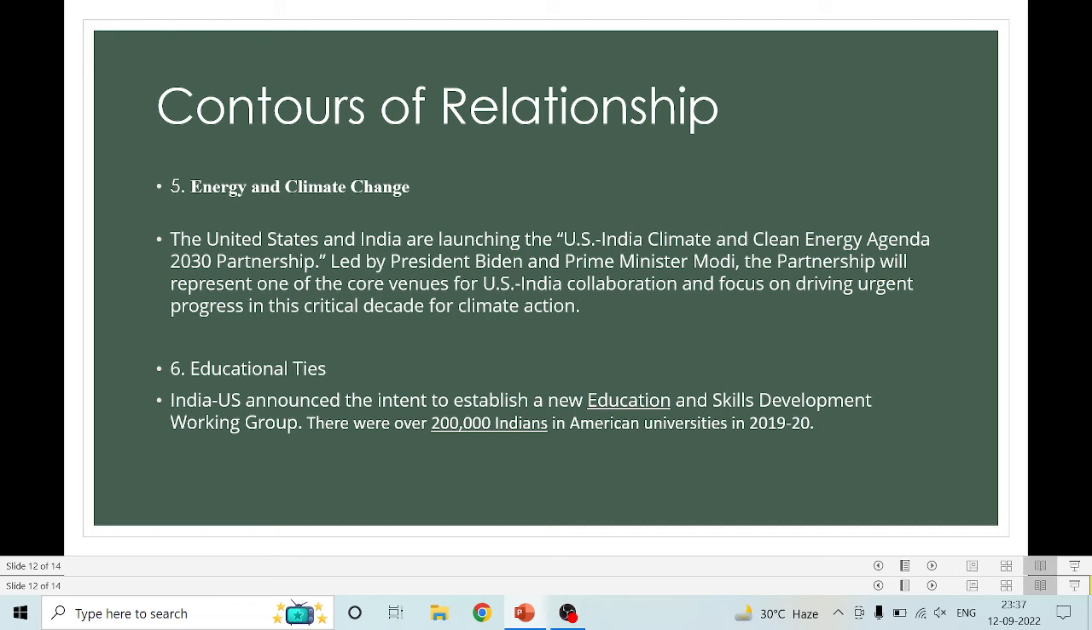So we see energy and climate change is also one of the areas where convergence is increasing, and India and the US are launching the US-India Climate and Clean Energy Agenda 2030 partnership. It will focus on core values of cooperation with respect to critical technologies of climate change and energy. Educational ties. There were over 2 lakh Indians in American universities in 2019-20. So it is one of the favorable destinations for Indian students. So India and the US intend to announce a new education and skill development working group.